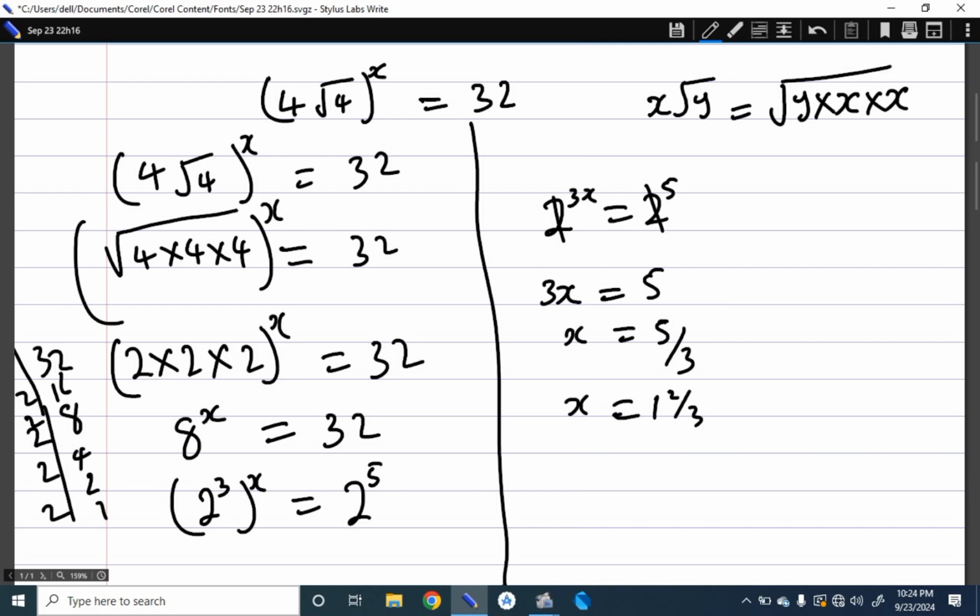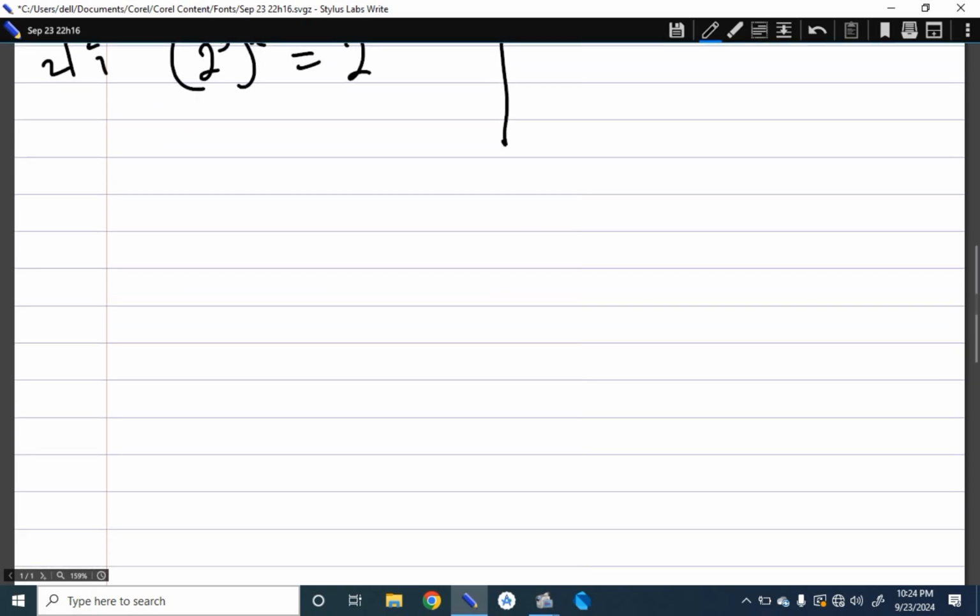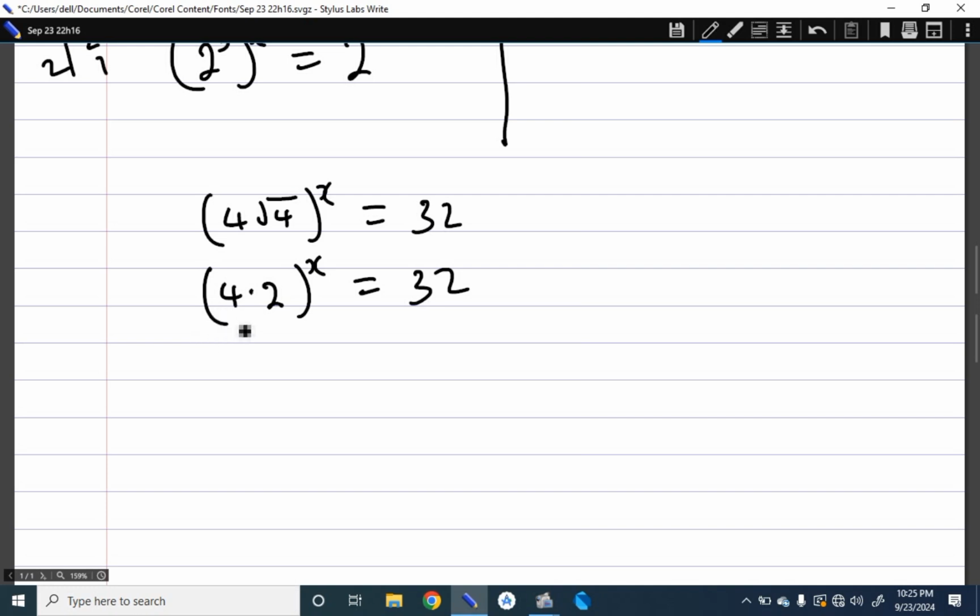Now the second method of solving this: they gave us 4 root 4, all raised to power x, is equal to 32. Now this thing is the same as 4 times root 4, and root 4 is 2, so 4 times 2, then all raised to power x is equal to 32. Now 4 can be the same thing as 2 squared, so 2 squared times 2, and 2 can be the same thing as 2 raised to power 1. Then everybody raised to power x is equal to 32, which is 2 raised to power 5.